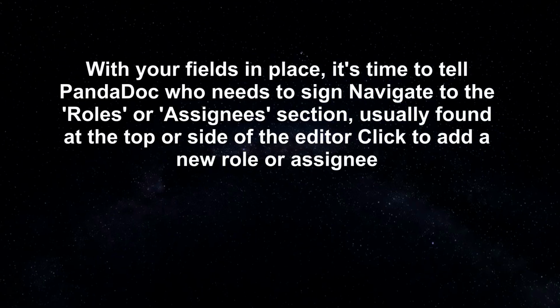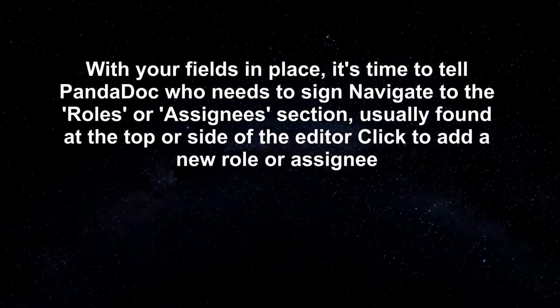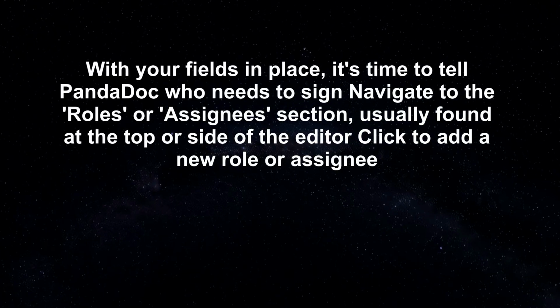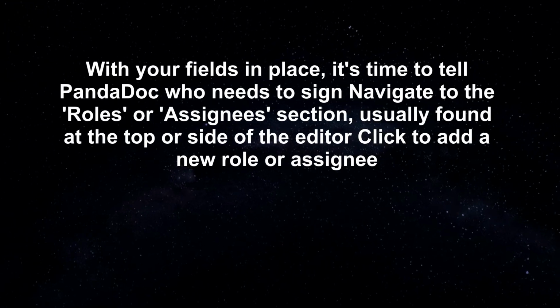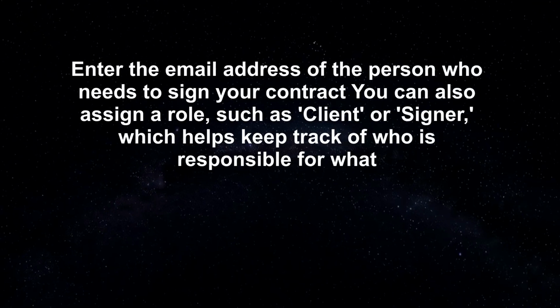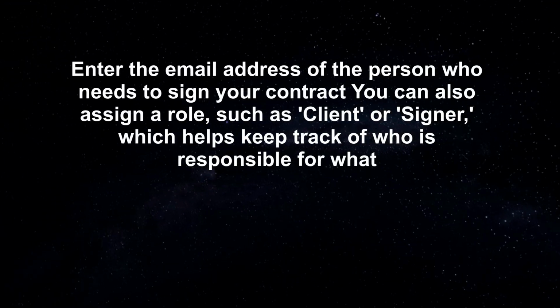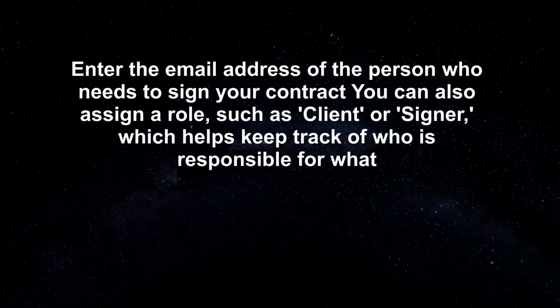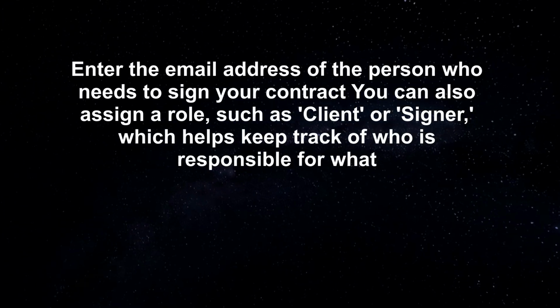With your fields in place, it's time to tell Pandadoc who needs to sign. Navigate to the Roles or Assignees section, usually found at the top or side of the editor. Click to add a new role or assignee. Enter the email address of the person who needs to sign your contract. You can also assign a role, such as client or signer, which helps keep track of who is responsible for what.